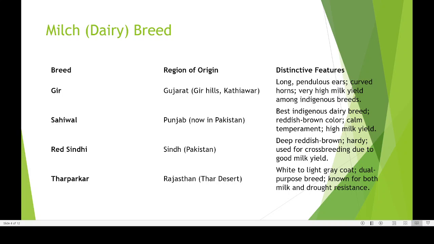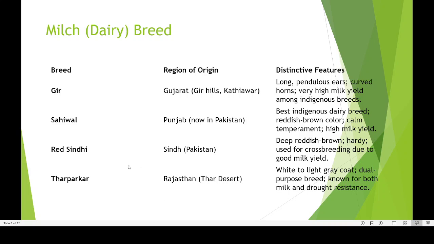This is the Red Sindhi. The color is more reddish brown. That is why it is known as Red Sindhi. Deep reddish brown. Compared with the Sahiwal cow, here you can see that the color is a deeper reddish brown. That is why we call it by the name Red Sindhi.